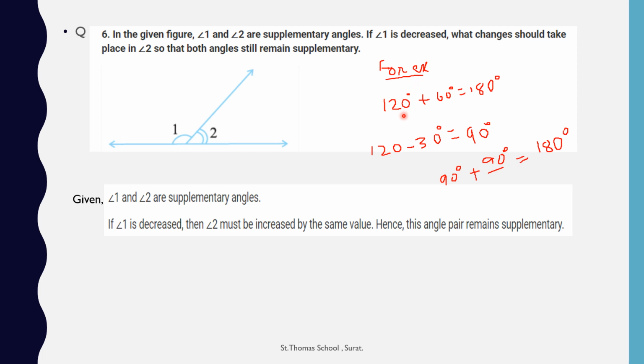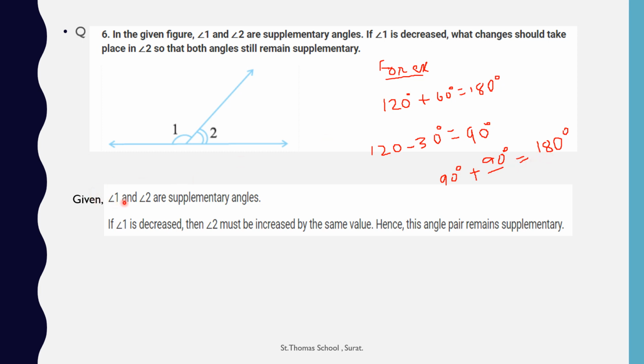So when angle 1 is decreased, then angle 2 will increase to get the same sum, that means 180 degree. You can take any example and you can check whether it is correct or not. So whatever subtraction you have done, the same number you have to add in angle 2, then only we will get the same sum. Clear? So if angle 1 is decreased, then angle 2 should be increased to get 180 degree, that means to get supplementary.